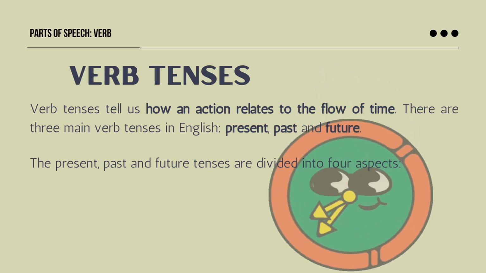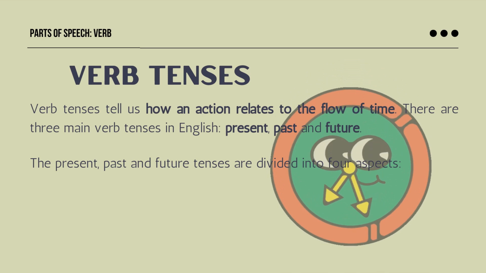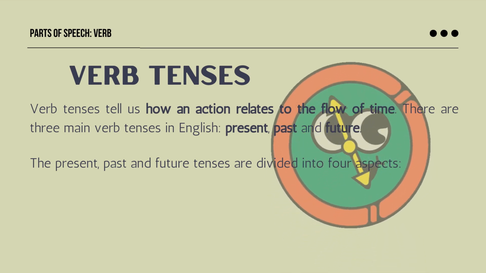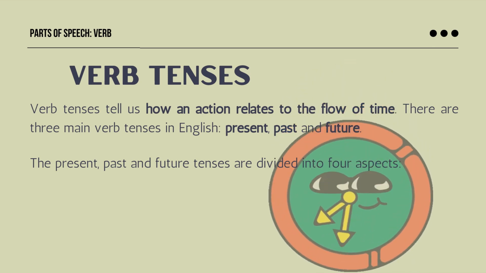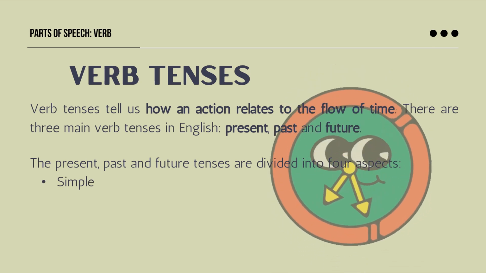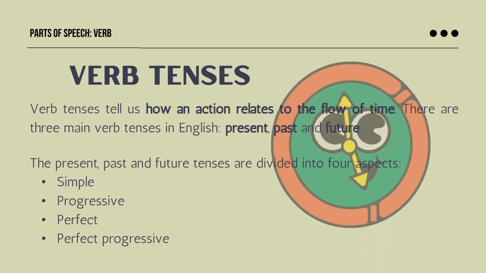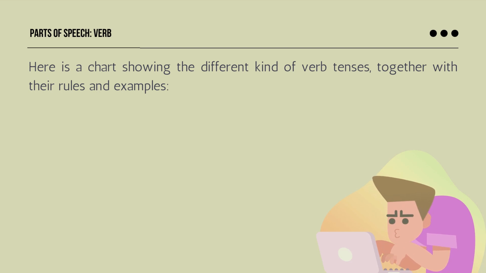Verb tenses tell us how an action relates to the flow of time. There are three main verb tenses in English: the present tense, the past tense, and the future tense. These are divided into four aspects: the simple, progressive, perfect, and perfect progressive. Here is a chart showing the different kinds of verb tenses together with the rules and examples.